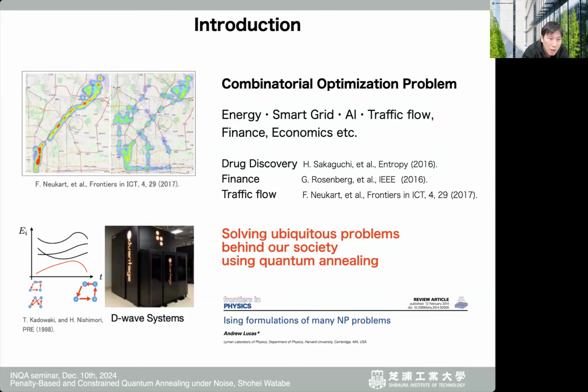Combinatorial optimization problems are ubiquitous in fields such as smart energy, smart grids, AI, traffic flow, finance, economics, and so on. There are many efforts to solve these complex problems, such as drug discovery, finance, and traffic flow, by using novel techniques. Quantum annealing offers a promising approach to solving these ubiquitous problems behind our societies. These kinds of problems are known to be hard to solve, such as NP problems.